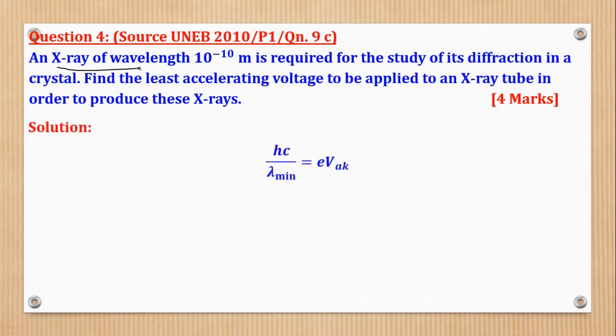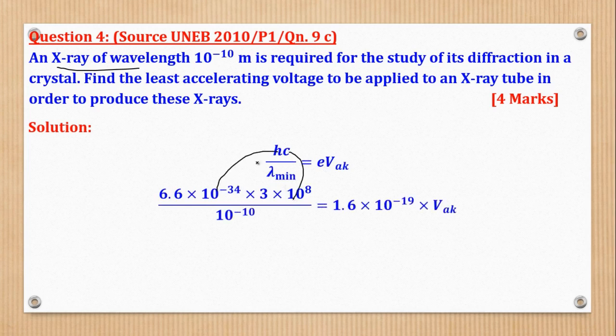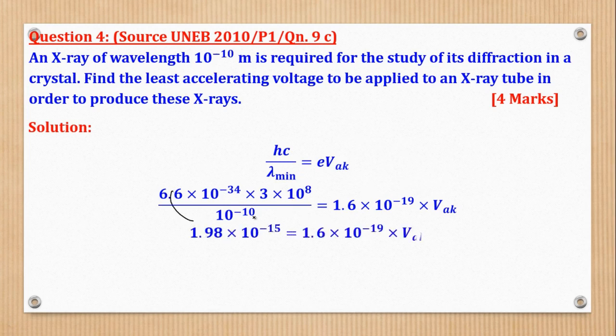So we have the wavelength, so we shall use hc/λ = eV_AK. Then we shall substitute for h, for c, for the wavelength, equal to electronic charge, and V_AK is what they want. So simplify, this side gives you this, and this side remains as it is. Then make V_AK the subject, and that will be the answer they wanted. So V_AK is the accelerating PD.